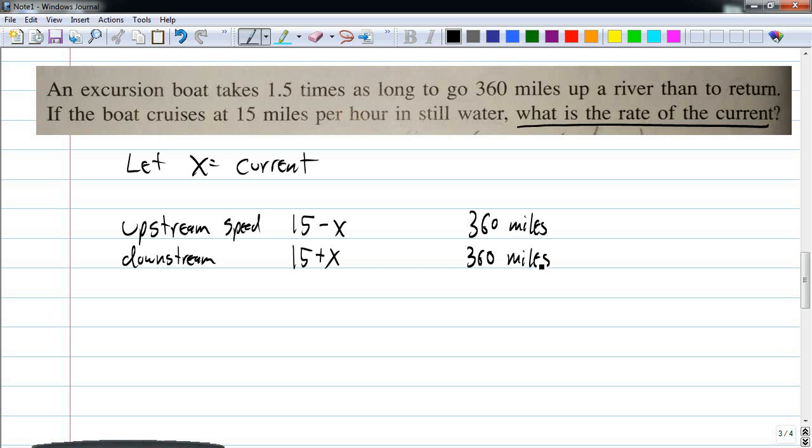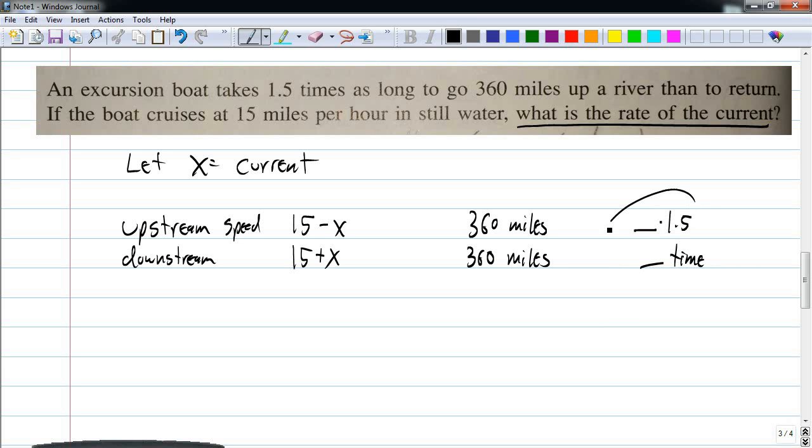My time is a little weird. The time going upstream is 1.5 times the time going downstream. So there's another unknown here, some other thing that I've got to figure out. I don't want to make a variable for it, so let's just have a blank. I have blank time. That's the time going downstream. And the time going upstream is going to be 1.5 times that.